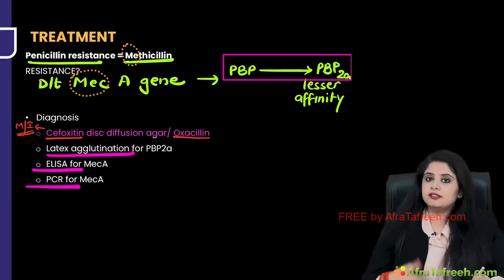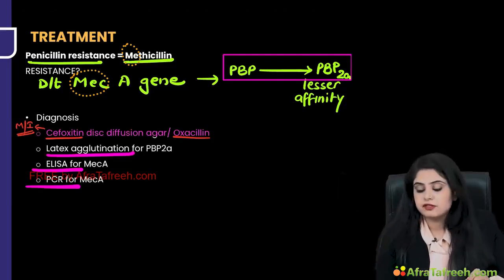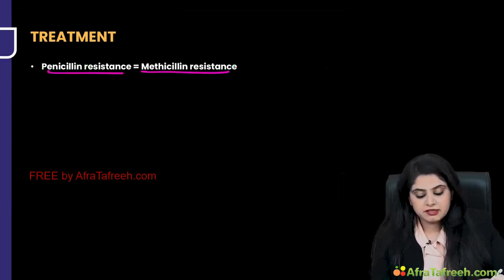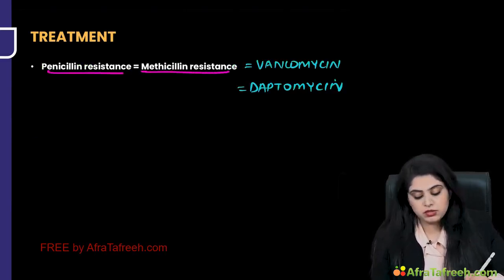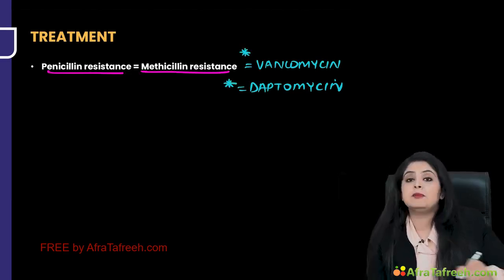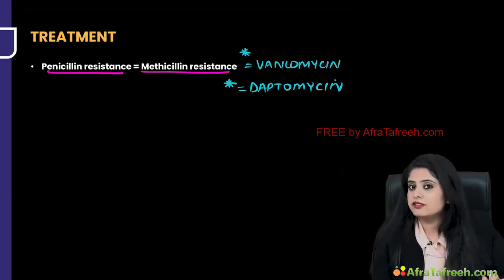These are the more advanced testings you have for finding out the different types of resistances. So next question, when penicillin was resistant, you gave methicillin. Now if I say that methicillin has come out to be resistant, what are you going to give? In methicillin resistance, we can give vancomycin or daptomycin. Now also knowing, guys, is there a vancomycin resistance known?